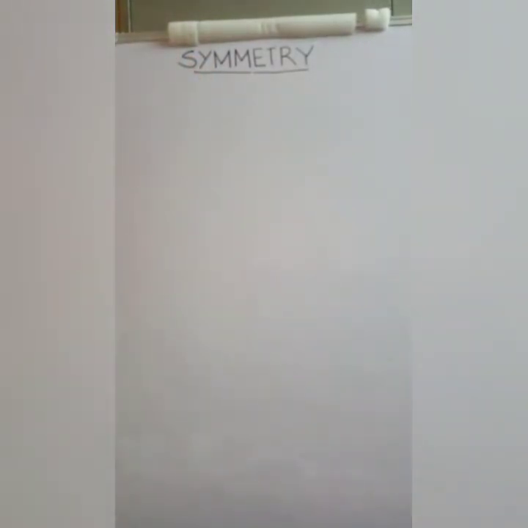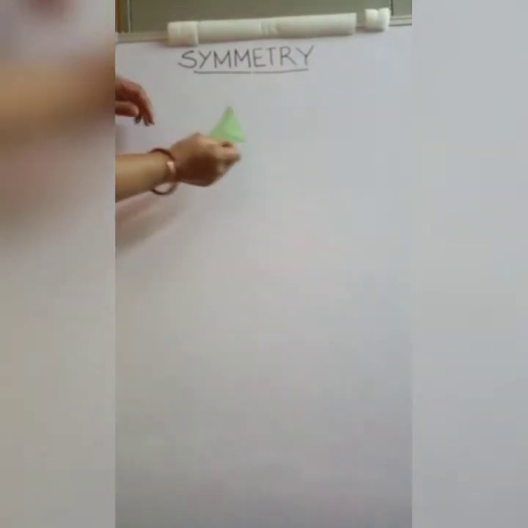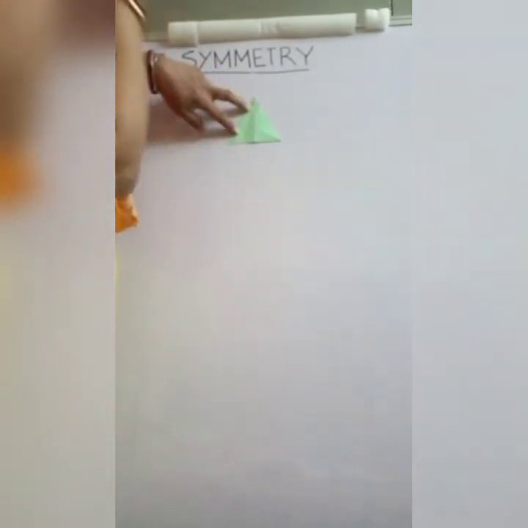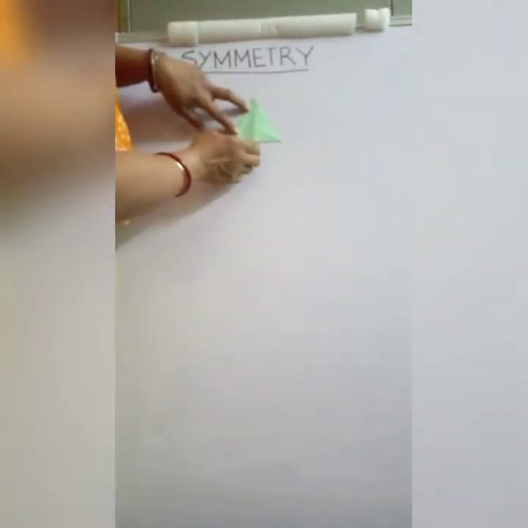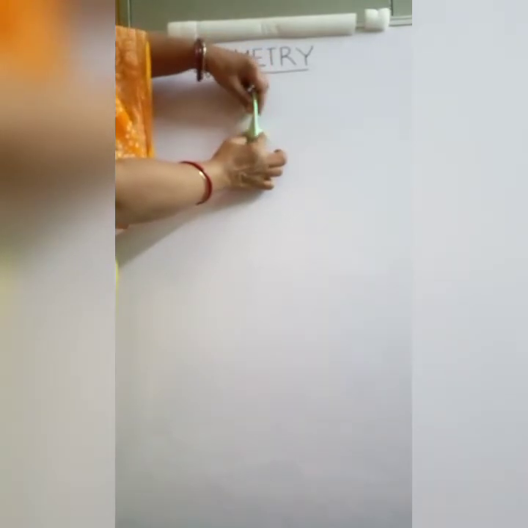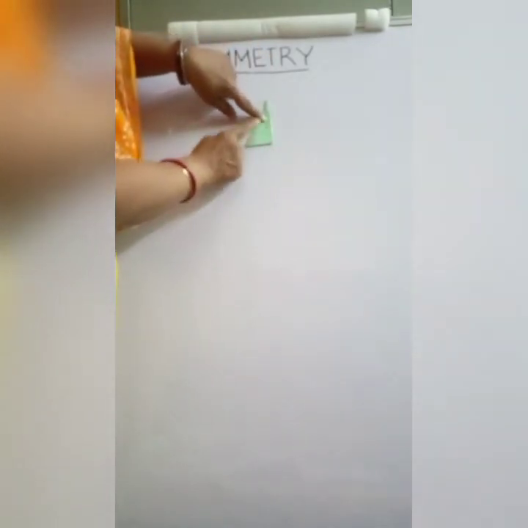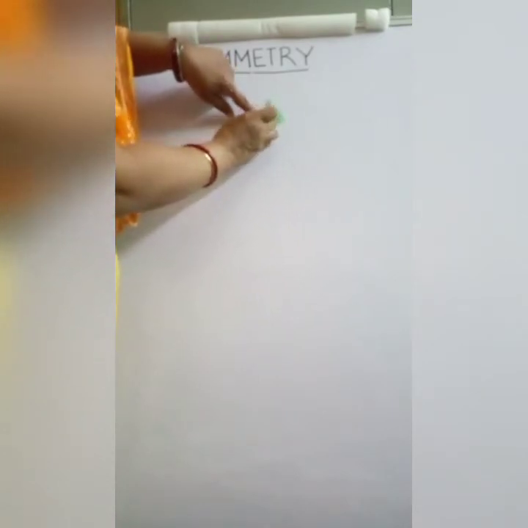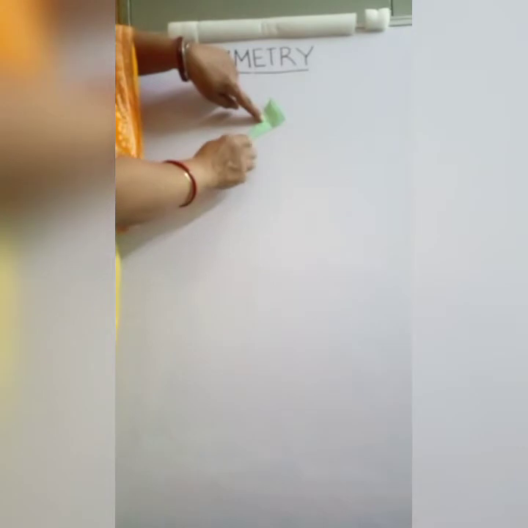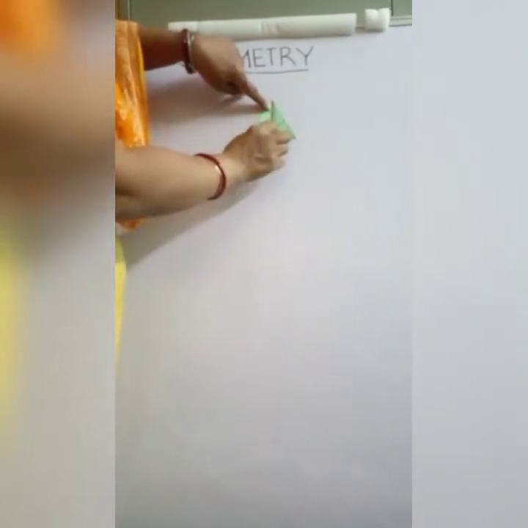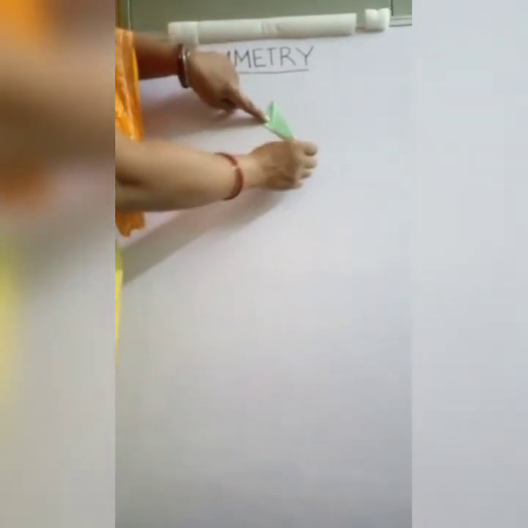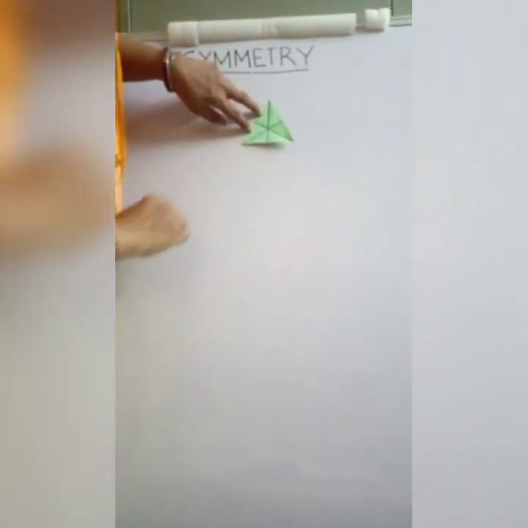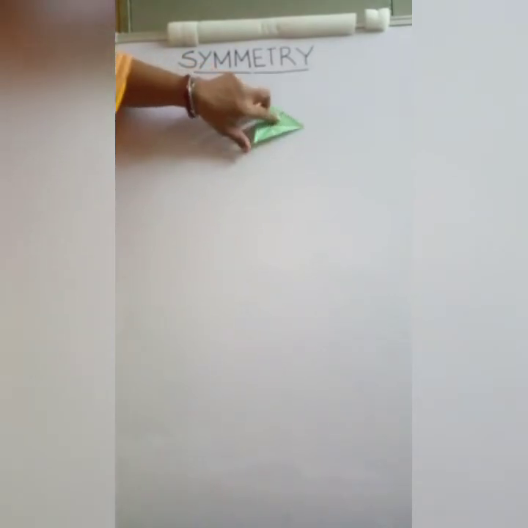Then we talk of the equilateral triangle. This is also called equiangular because all the angles are of 60 degrees. Now when we fold it like this, the two halves are overlapping. Then we fold it like this, the two halves are overlapping. Again we fold it like this, the two halves are overlapping. So in an equilateral triangle we get three lines of symmetry.